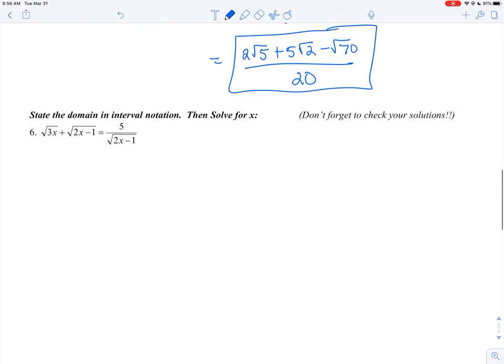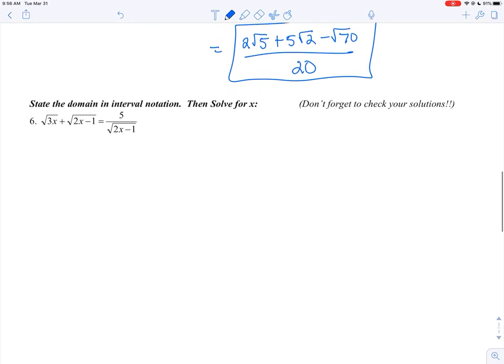All right, last one. This is talking about stating the domain in interval notation and then solving this out for x. So when we are stating our domain, maybe we do that first. What do we need? We need our 3x to be greater than or equal to 0, right? We need 2x minus 1 to be greater than or equal to 0. And then with our last one, we need 2x minus 1 just to be greater than 0.